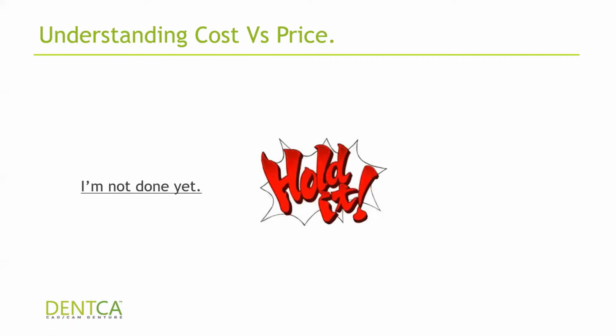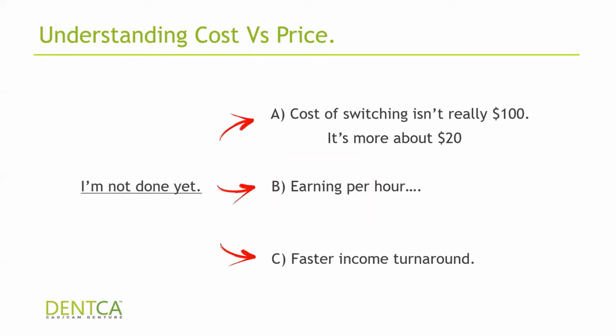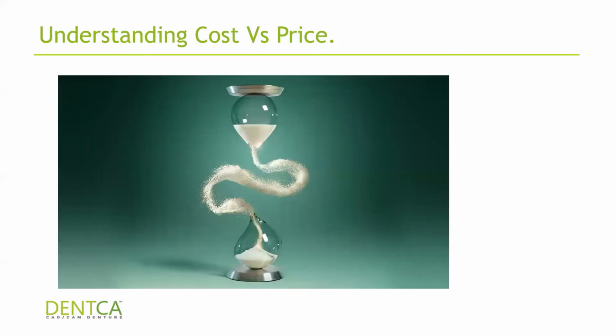And that's not all. Let's look at another third factor that I mentioned really is in there, which is the faster income turnaround. So what I'm saying is two things. The first thing is it's going to take you about 6 appointments to get those $160 with conventional, but it's only going to take you 2 appointments, or more or less about a week and a half, to get those $640 with CAD/CAM. So you're getting your money earlier.